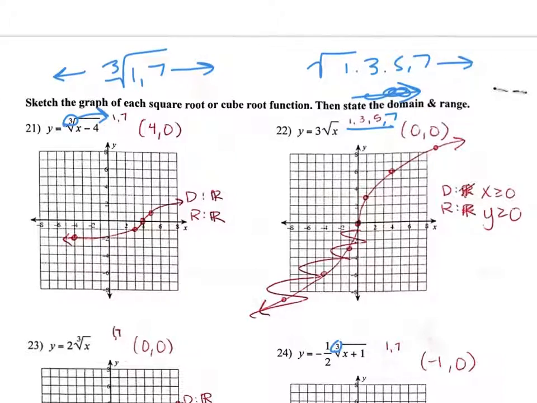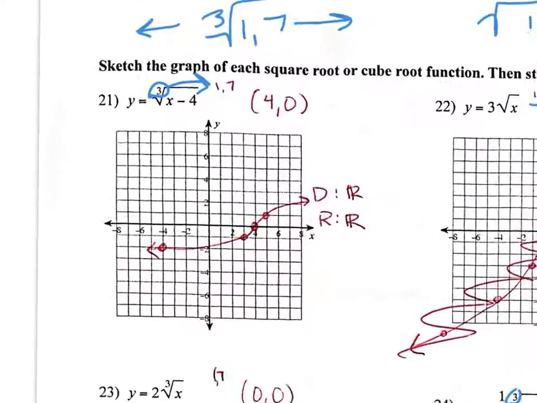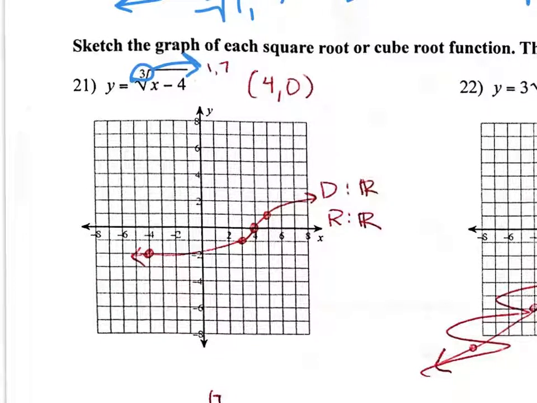So you can see on 21 here, I started at 4, 0, and then my pattern is 1 and 7, and I go both ways. So I went up 1 over 1. I would have gone up 1 over 7 if I had enough room. Down 1, backwards 1. Down 1, backwards 7. And because the arrows go both directions, my domain is all real numbers for both of them.